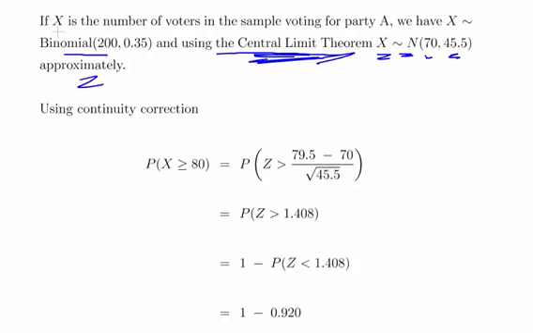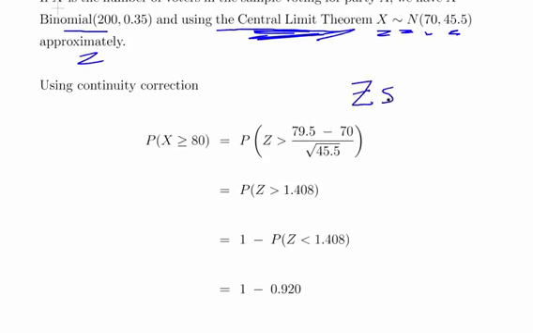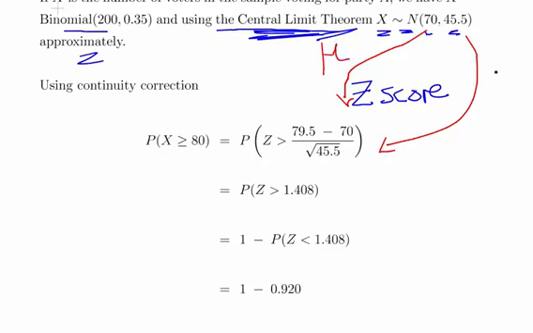So essentially what we do here is calculate a z-score. Remember, this is variance here. So we bring down 70 there and the square root of 45.5 there. It's a standard z-score formula. This is mu. This is sigma. Well, it's actually the square root of sigma squared. So this is sigma squared, get the square root of that and you've got sigma, 45.5.